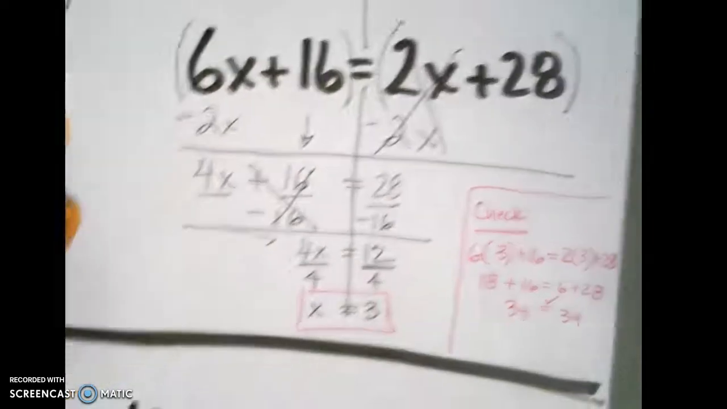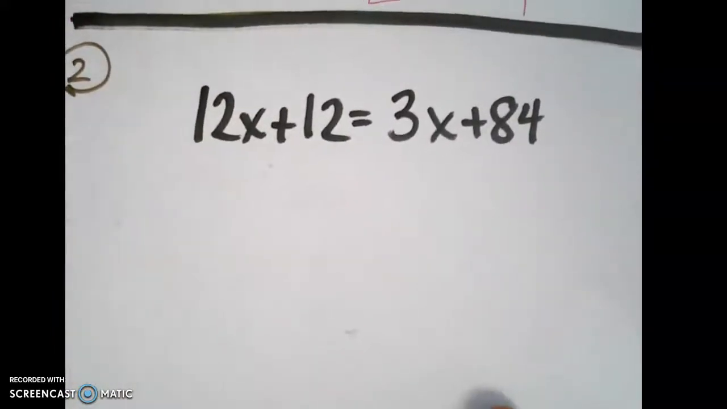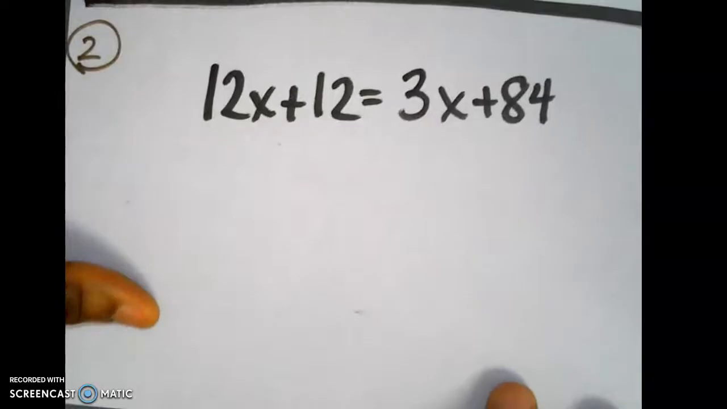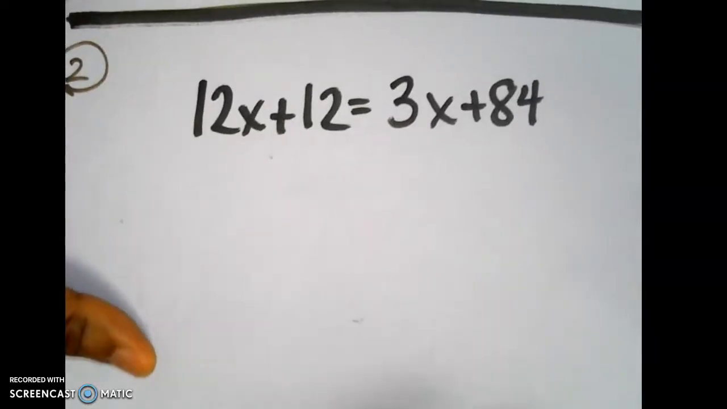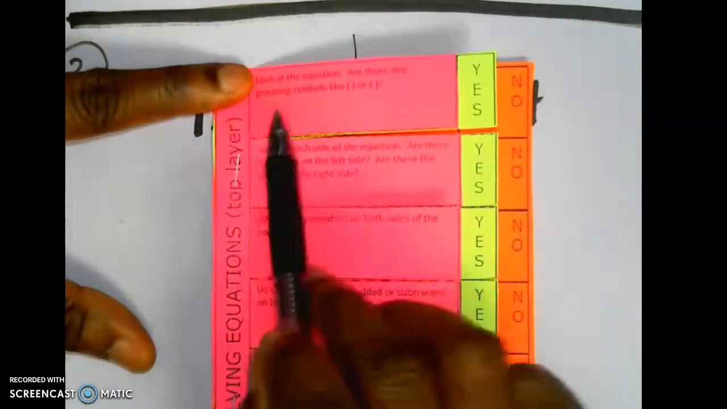Let's look at one last example here using our tool again. I'm going to move that out of the frame. Now, straighten this up. So I'm going to look at 12x plus 12 is equal to 3x plus 84. Separating, okay, what is on the left and what is on the right. Again, bringing back my tool. Again, look at the equation.